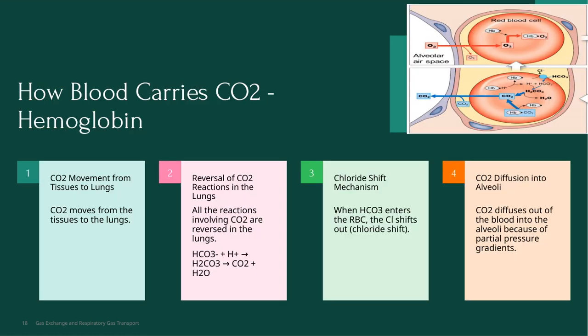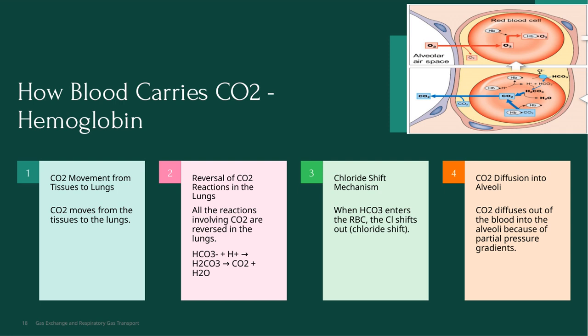Now let's look at how blood carries carbon dioxide, or CO2, specifically through hemoglobin. When CO2 is produced in the tissues, it needs to be transported efficiently to the lungs for exhalation. So, CO2 moves from the tissues into the blood, a process driven by concentration gradients. Once it reaches the lungs, all the reactions involving CO2 are reversed.